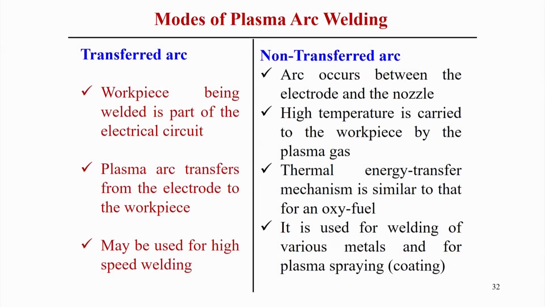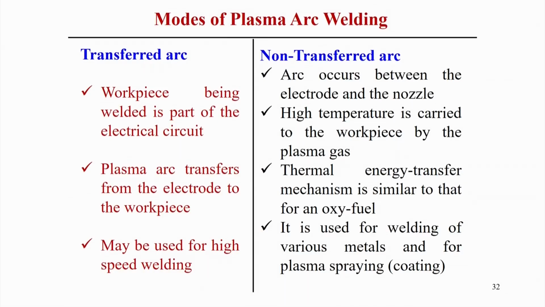So, transferred arc means, in a simple way, creating the arc between the workpiece and the electrode material. So, that workpiece being welded becomes the final part of the electrical circuit. The plasma arc transfers from the electrode, basically the arc is created or transferred from the electrode to the workpiece material, and that can be done at a very high speed of welding. So, this is the normal mode of the plasma arc welding process, that we call the transferred arc, it is like a gas tungsten arc welding process.